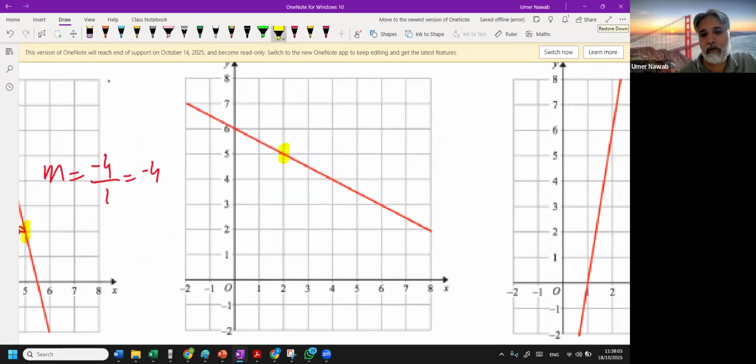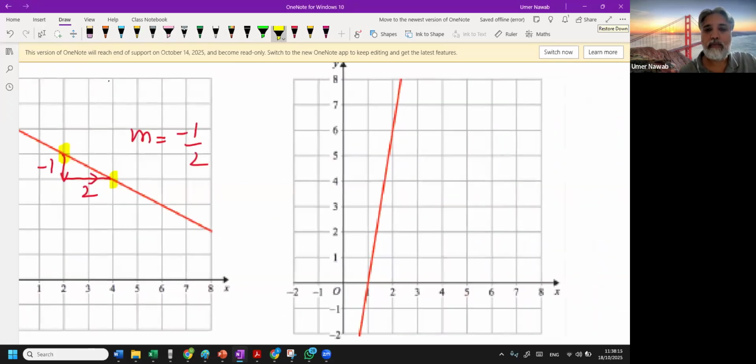Now I'm picking this point and this point. 1 unit down and 2 units right. So my gradient is negative 1 over 2. I'm going to pick this point and this point. So what's the gradient? 1, 2, 3, 4, 5, 6. 6 units up and 1 unit right. So my gradient is 6 over 1.